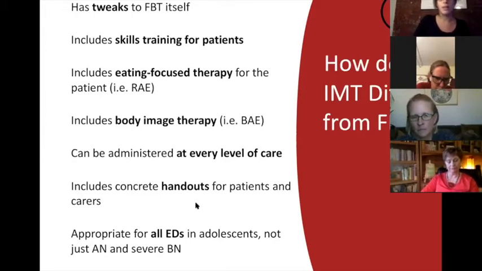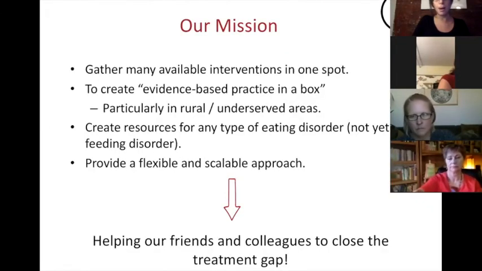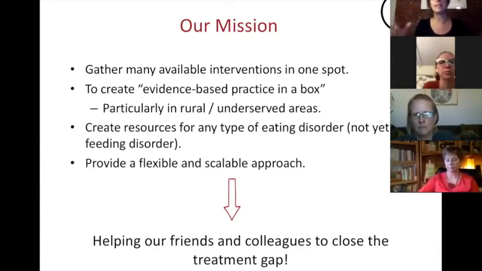So again, you can use CBT-E for adolescents, but this is really a treatment that is tailored for adolescents, and you'll see with the handouts, there's lots of graphics on them and the like that really fits the population. So overall, our mission is to basically gather as many available interventions for eating disorders in one spot.